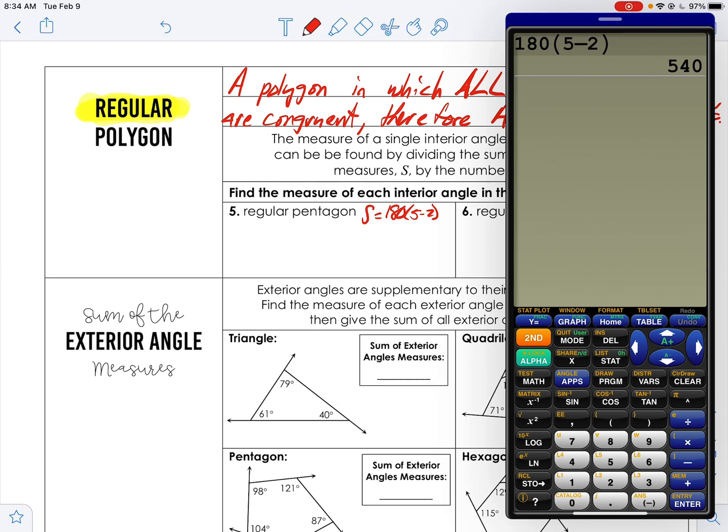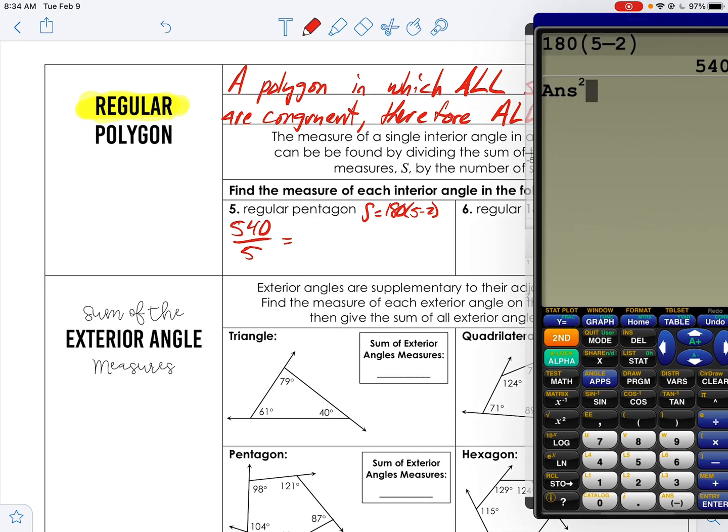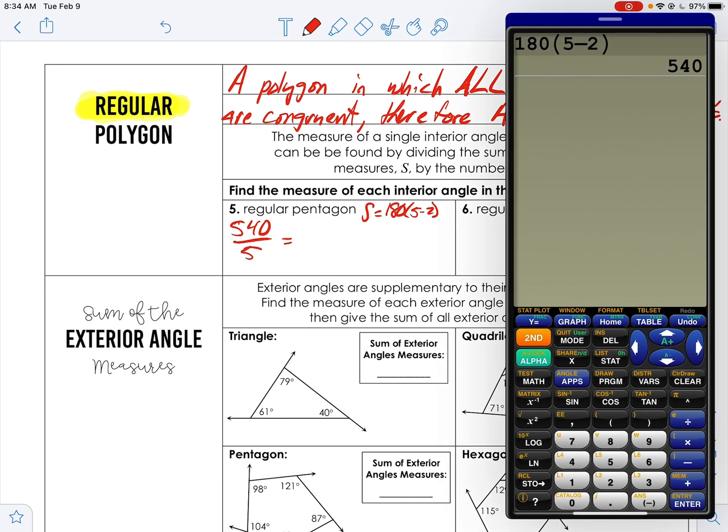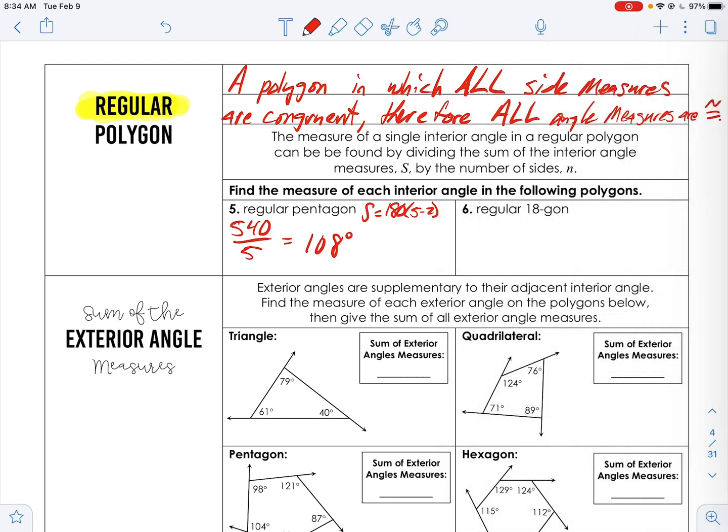Okay, 540, and we divide it by the number of sides. So that's going to be, I need my calculator back. Clear. Divided by 5. 108 degrees.